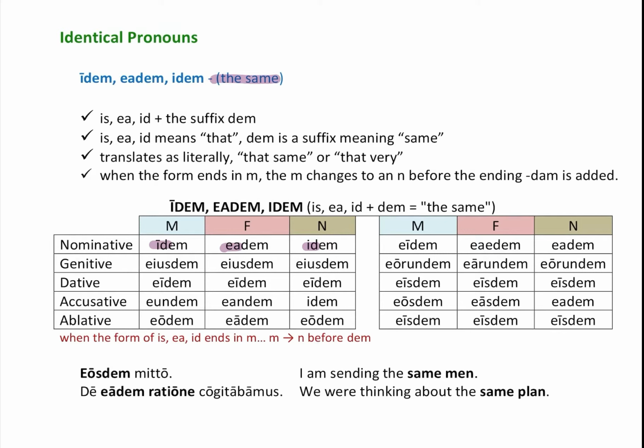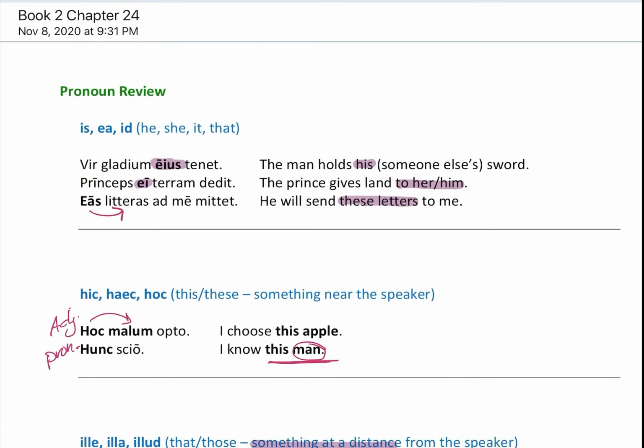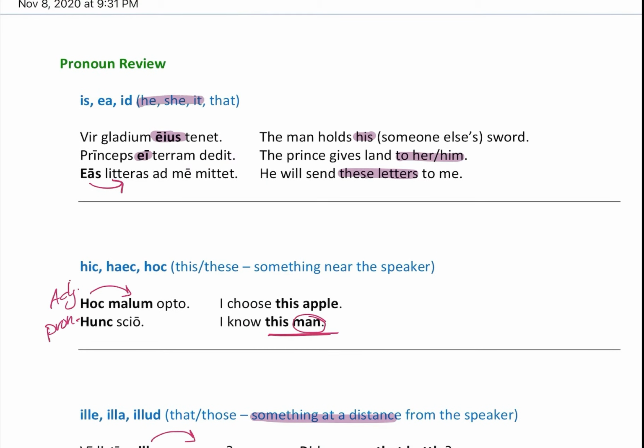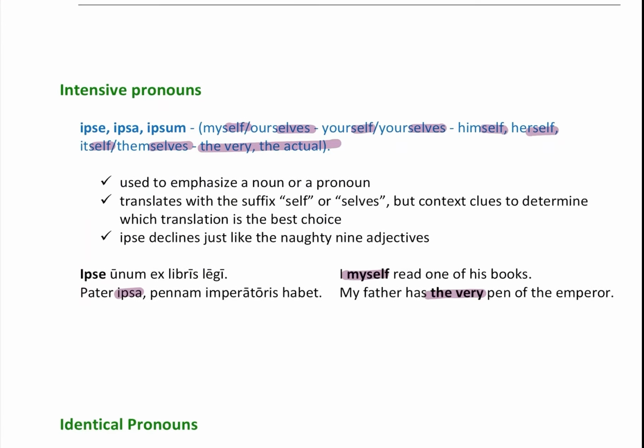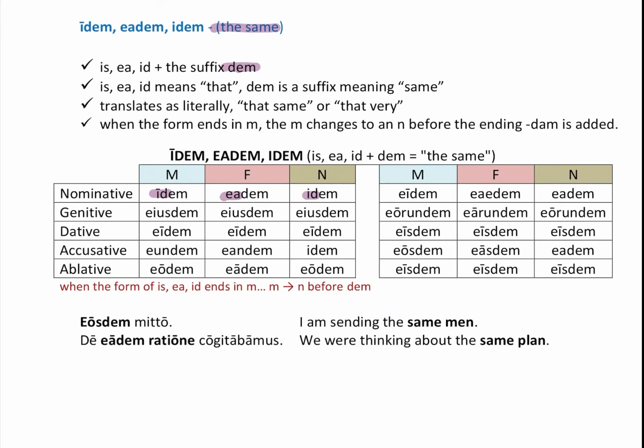So it has the suffix dem on it. And iste, id means that. Do you remember how you knew it first as he, she, it, and then at some point we added a that to it? That is why we added a that. It can also mean that, but here it doesn't mean he, she, it the same, right? It means that. So it translates literally as that same or that very.